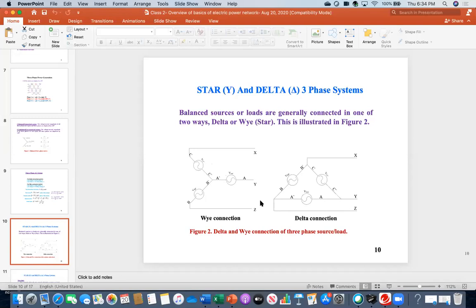system for safety purposes. On the other hand, in the delta system, there is no provision to connect any neutral line. Can you see any common point among all three coils? No. Between these two there is a common point, but you are not getting a common point that connects all three coils.